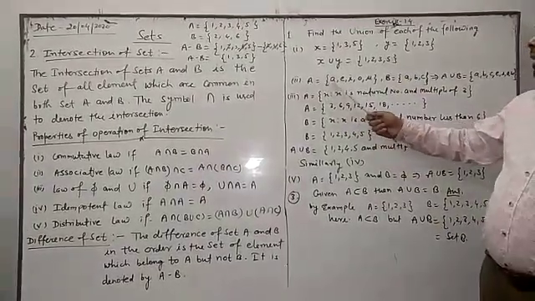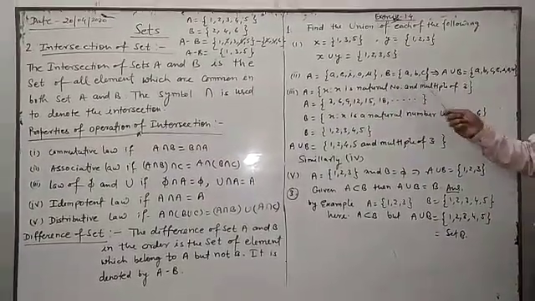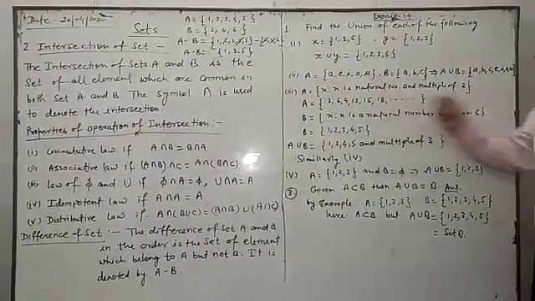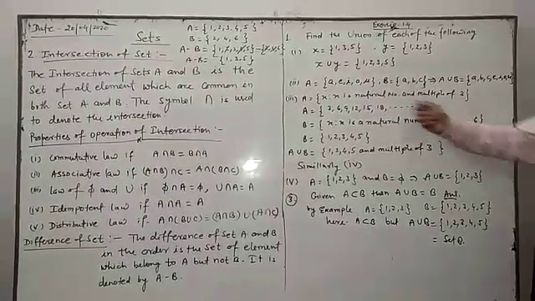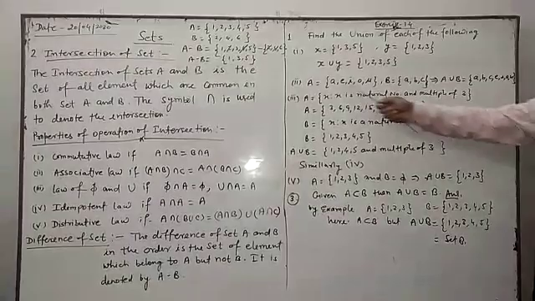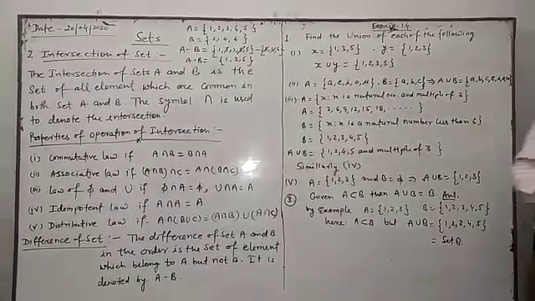The second one: A, E, I, O, U is the set A and B is equal to A, B, C. So A union B: A is common, so we write it one time. After that B, then C, E, I, O, U. This will be A union B.